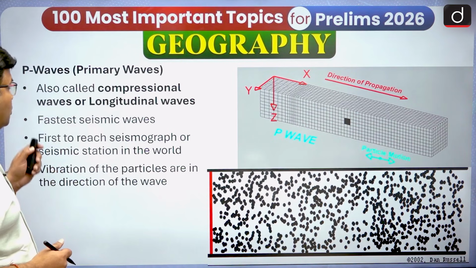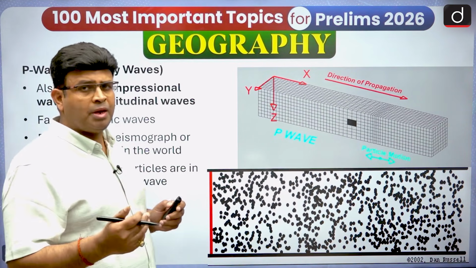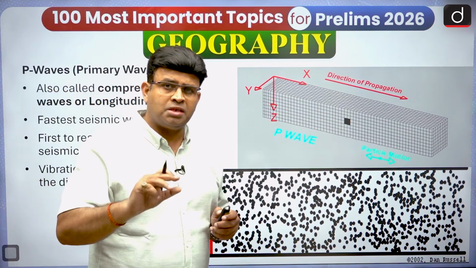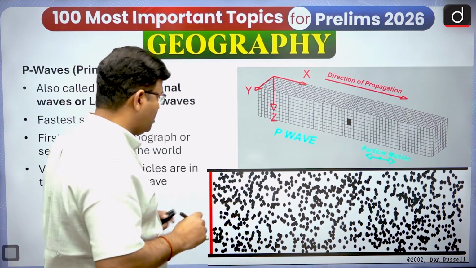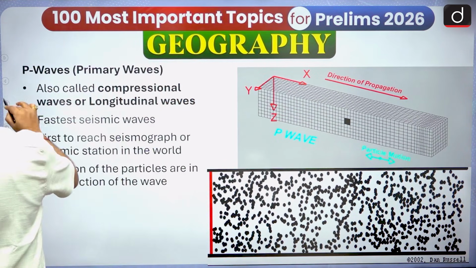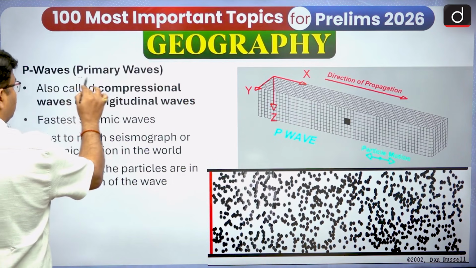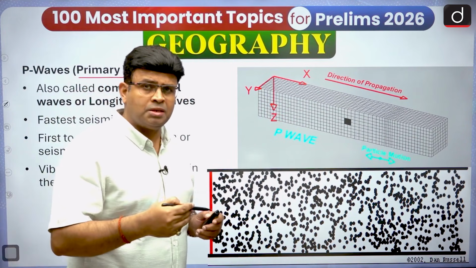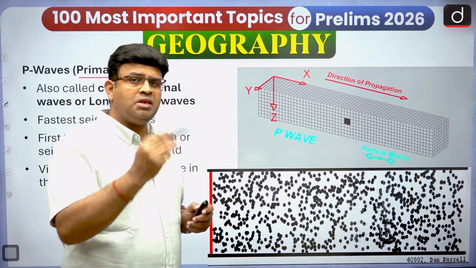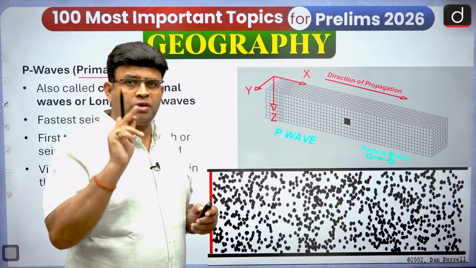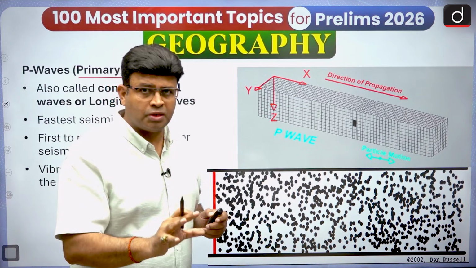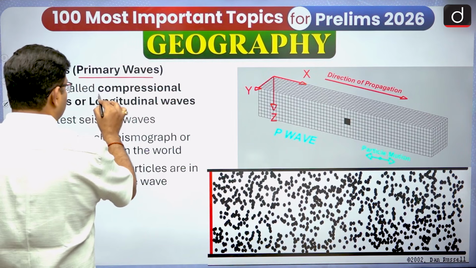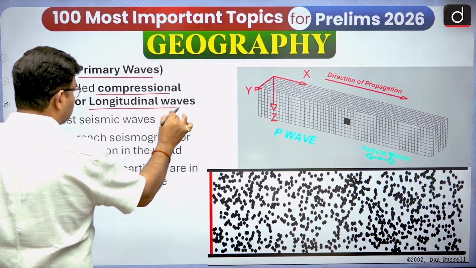So first of all we are going to see the P wave. If I am talking about the P wave, it is known as a primary wave, and it is the fastest seismic wave. Why is it known as a primary wave? Because it moves fastest, and it reaches any seismic station in the world first, initially. Therefore it is known as a primary wave, and it is a kind of compressional wave, or you can say longitudinal wave.